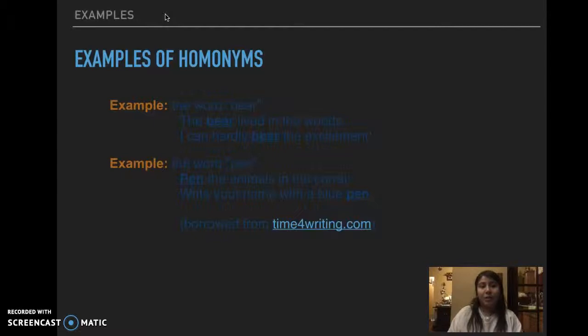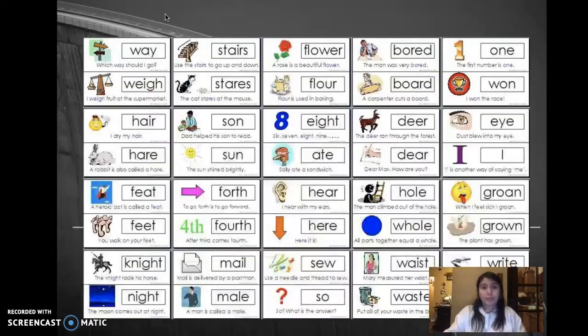So, examples of homonyms. The word bear, as I used in my earlier example: the bear lived in the woods. I can hardly bear the excitement. And then here we have the example, the word pen. Pen the animals in the corral. Write your name with a blue pen. So this is tricky because they're literally spelled the same way, and they sound the same. The one word is used in two different ways. That's what makes homonyms, I think, a little bit more challenging.